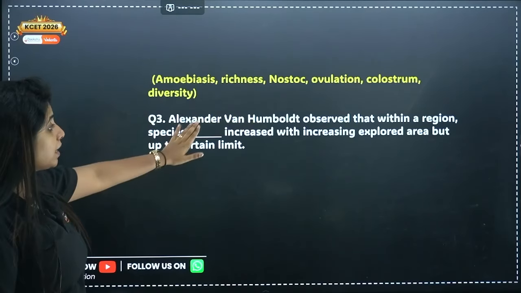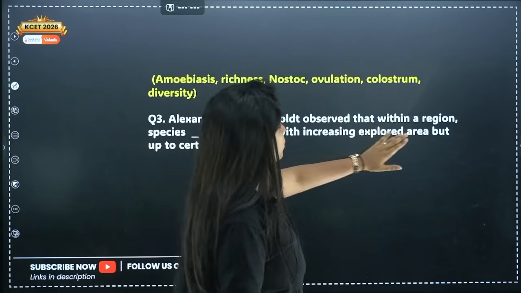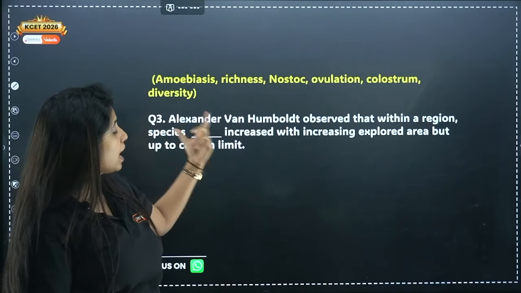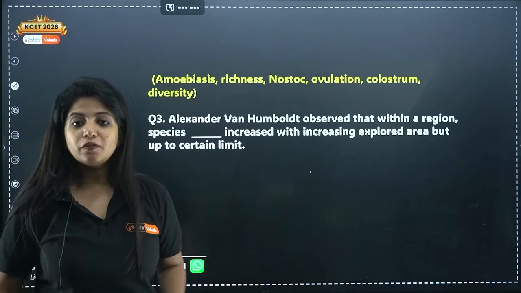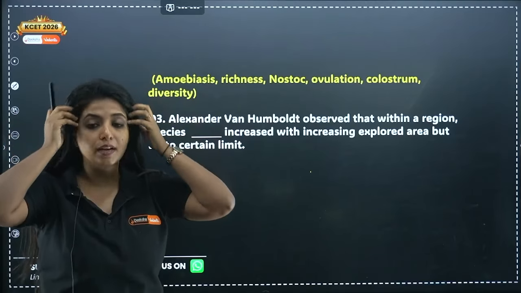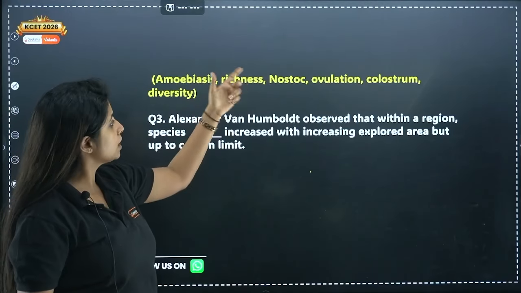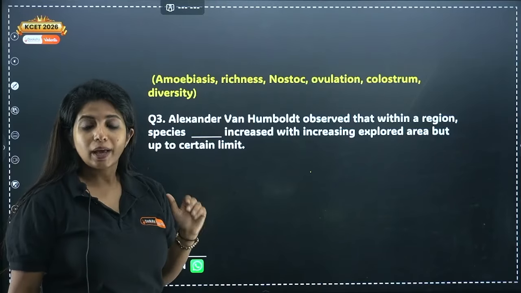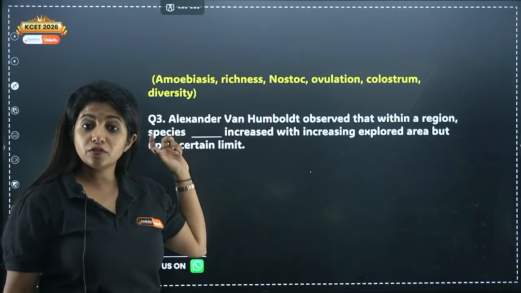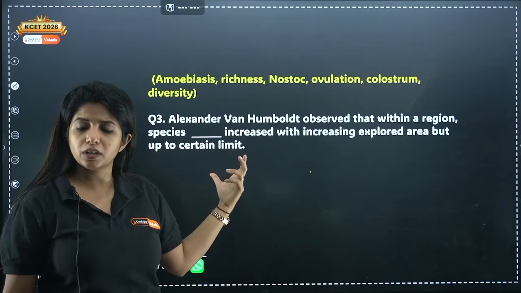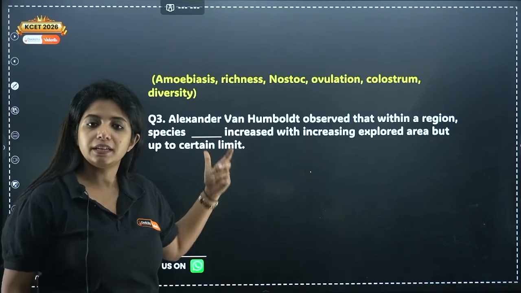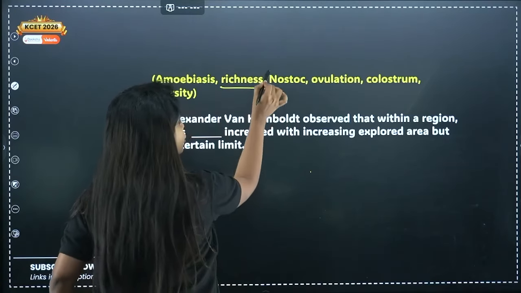Next. Alexander von Humboldt observed that within a region, species dash increased with increasing explored area, but up to a certain limit. Over here you have two options, richness and diversity. So, species diversity or is it richness? It is richness.